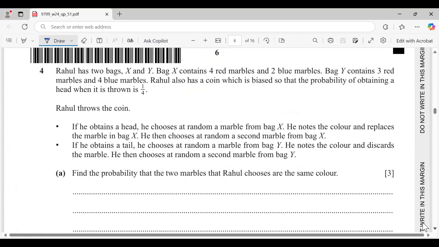If he obtains a head, he chooses at random a marble from bag X. He notes the color and replaces the marble in bag X. He then chooses at random a second marble from bag X. If he obtains a tail, he chooses at random a marble from bag Y. He notes the color and discards the marble. He then chooses at random a second marble from bag Y. Find the probability that the 2 marbles that Rahul chooses are the same color.